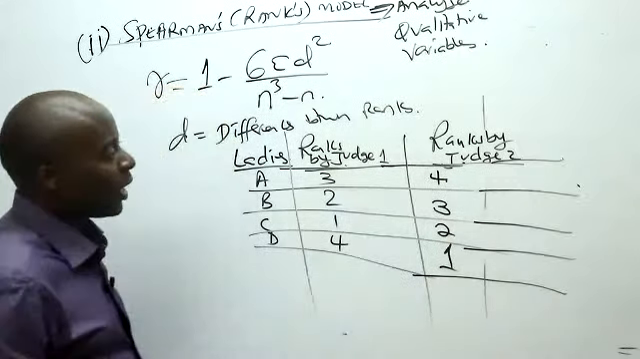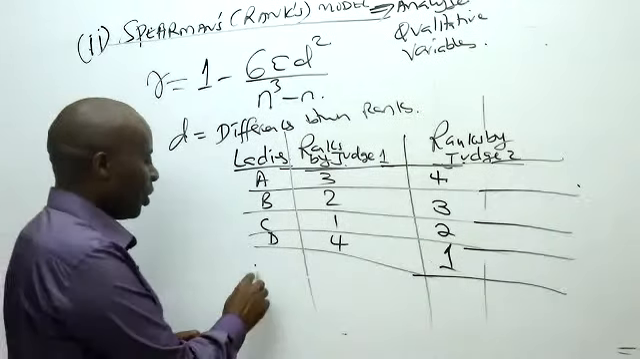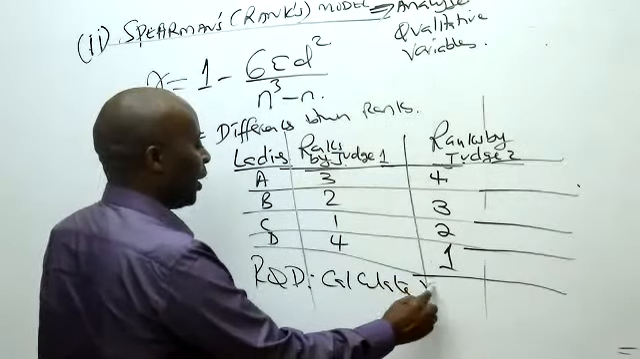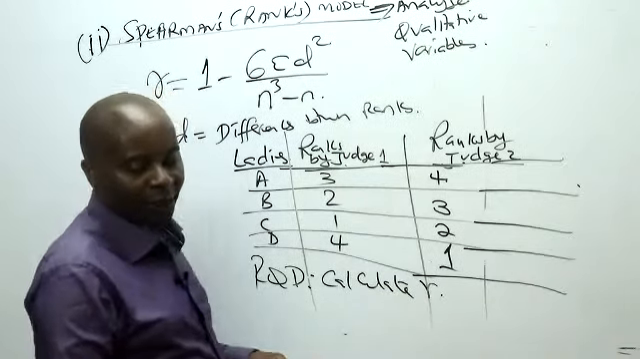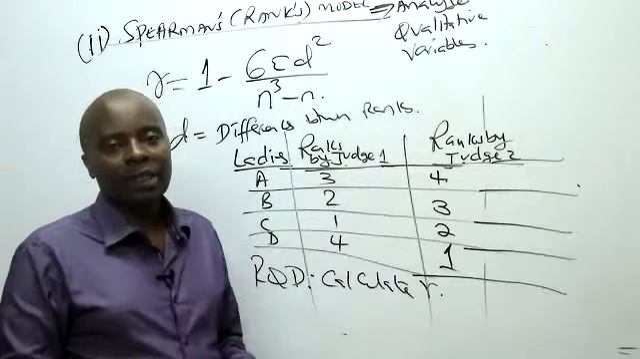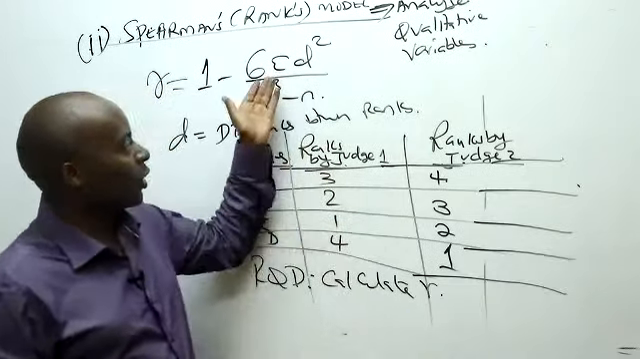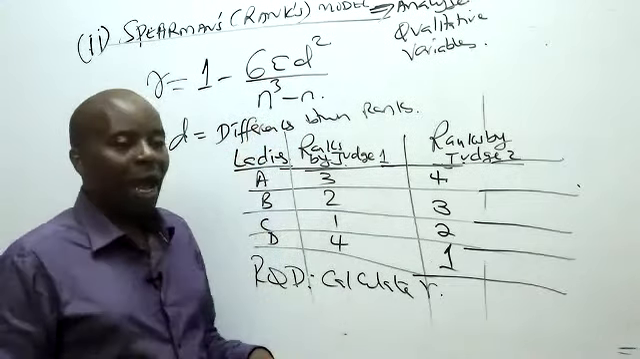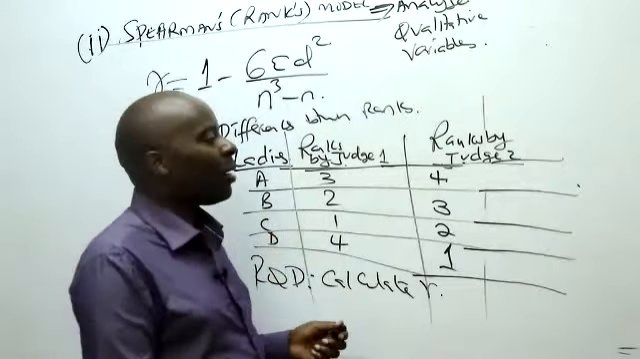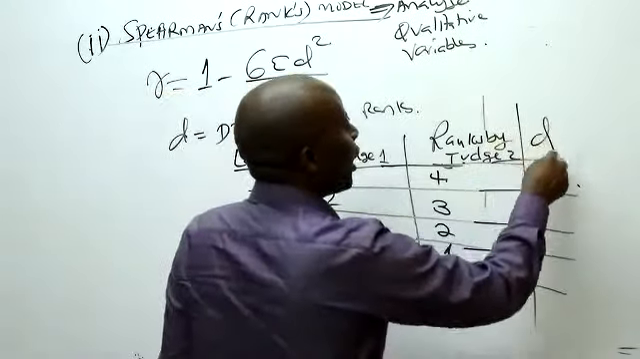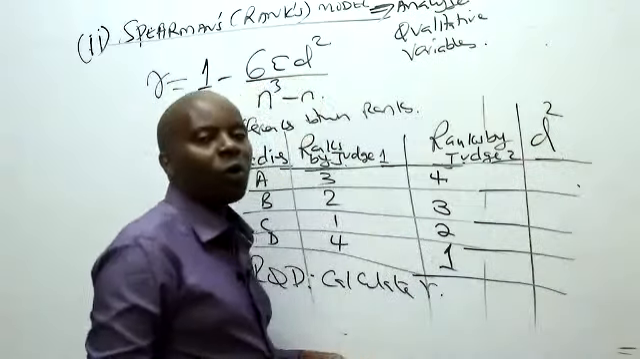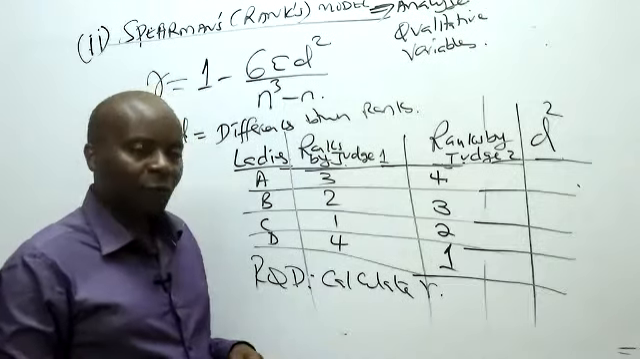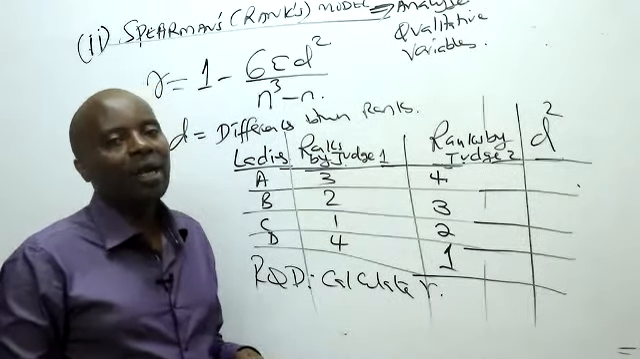And then you are required, ladies and gentlemen, to calculate R. Because of the ranks, you can only use the ranks model. And for us to use the ranks model, you need to create a column where you capture D squared. Remember, D stands for the differences between the 2 ranks.